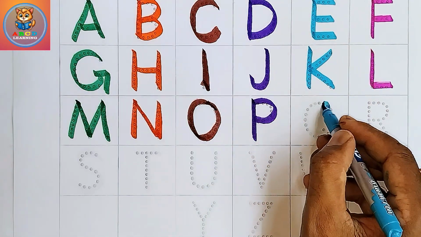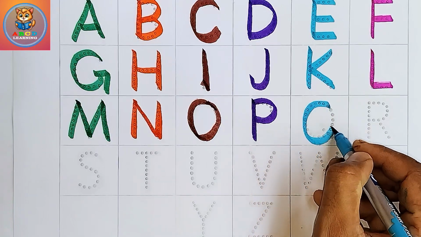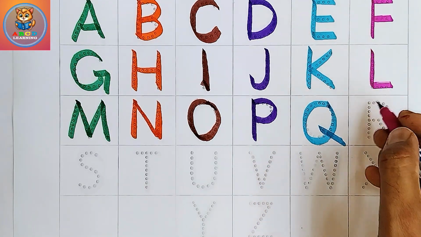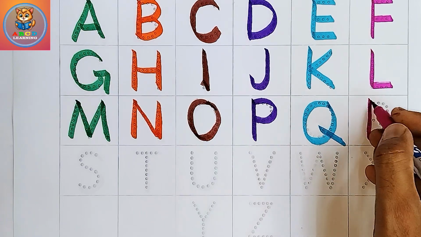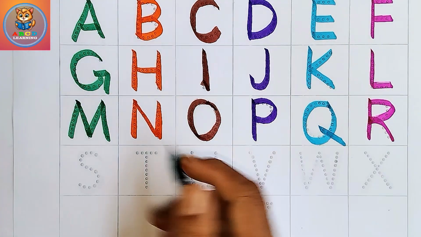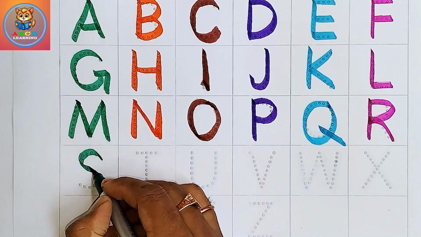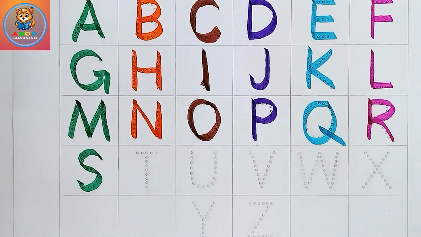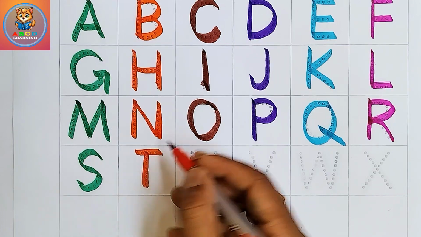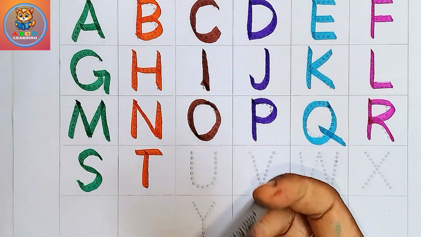Q for quail, Q for quail. R for rabbit, R for rabbit. S for snake, S for snake. T for tiger, T for tiger.